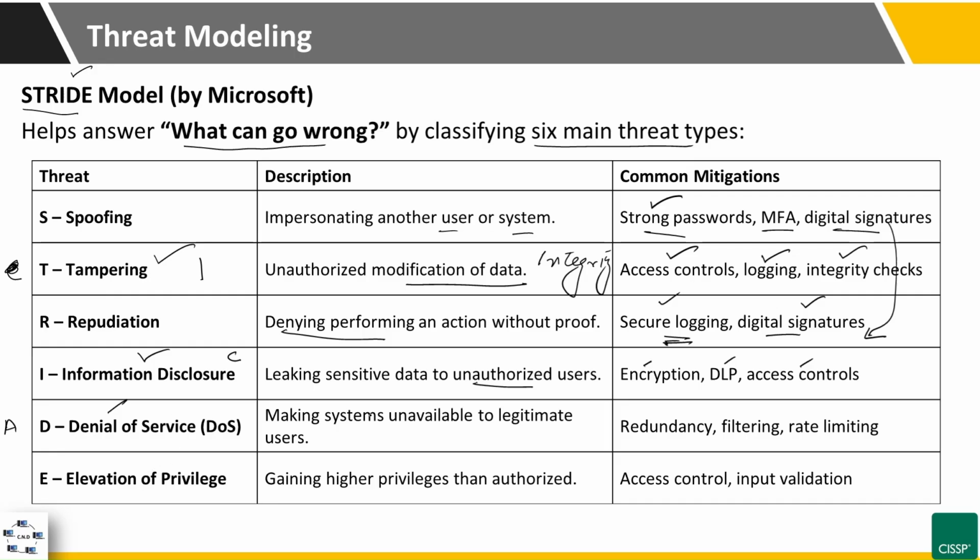The denial of service is making a system unavailable to legitimate users. As we studied in our CIA triad, protection against DOS or denial of service is redundancy, filtering unwanted traffic, and rate limiting. In a denial of service attack, the attacker basically floods the system with attacks. If you rate limit the traffic, the flood of traffic or the DOS attack won't work. And last is the E, which is elevation of privileges, which is gaining higher privileges than authorized, and mitigation techniques against this threat are access control and input validation.